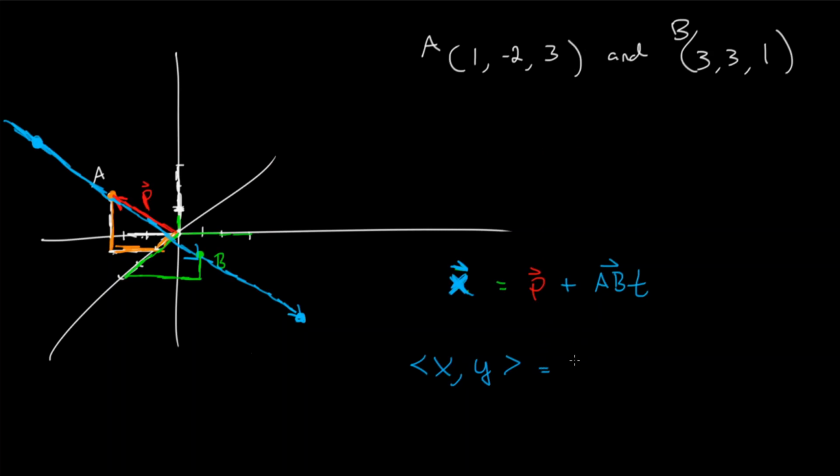P is the vector 1, negative 2, 3. And then AB, what vector is that? That's just going to be 3 minus 1, 2. 3 minus negative 2, 5. 1 minus 3, negative 2. And we're going to multiply that by whatever number you want to start plotting points on this line.